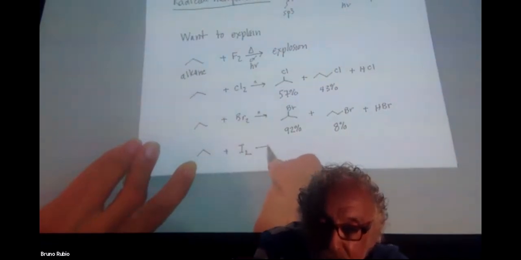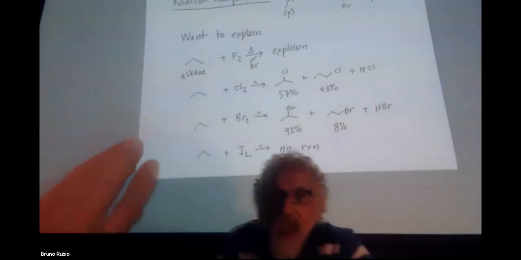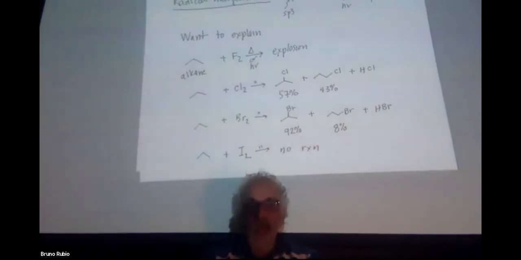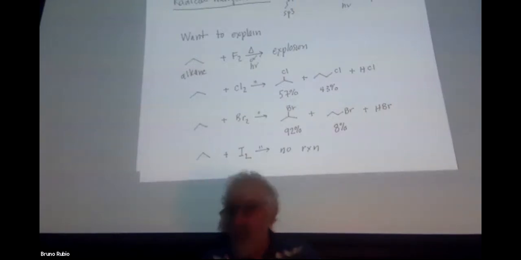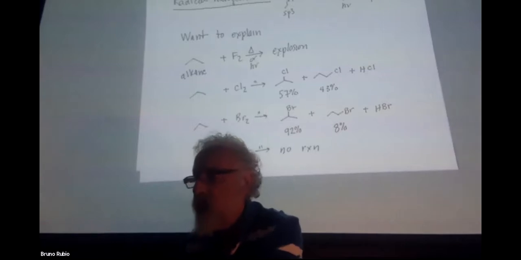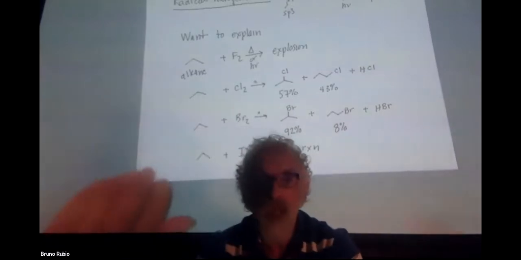Okay, we drop down one more notch on the periodic table. For iodine, same conditions, and what we get here is no reaction. So we've run the gamut, right, from an explosion, a reaction that cannot be controlled, to absolutely nothing happens and everything in between. So what we would like to do is be able to explain this phenomenology.